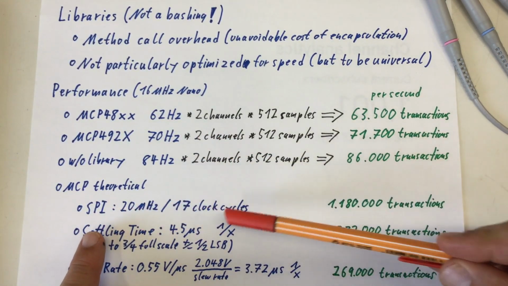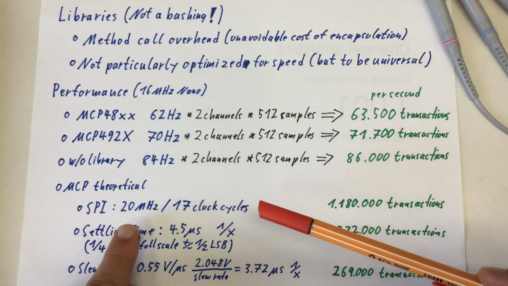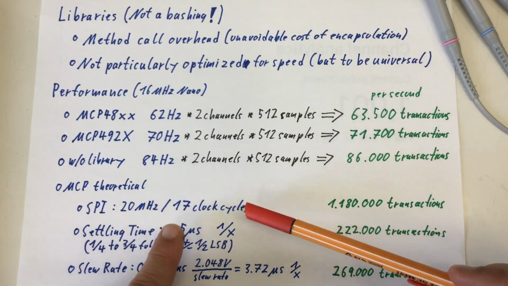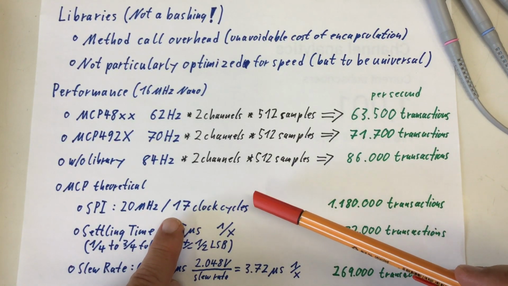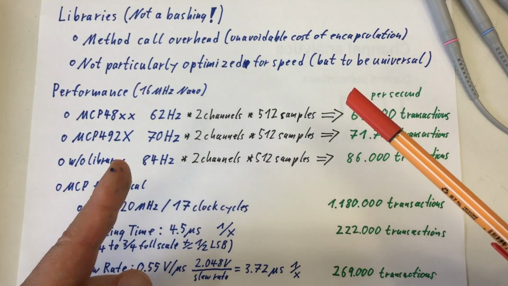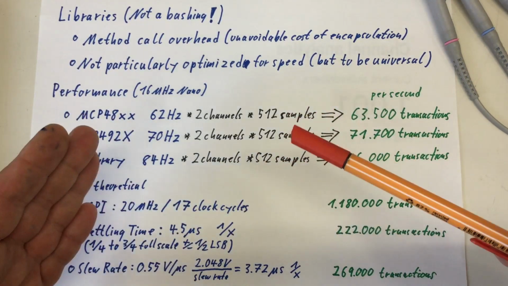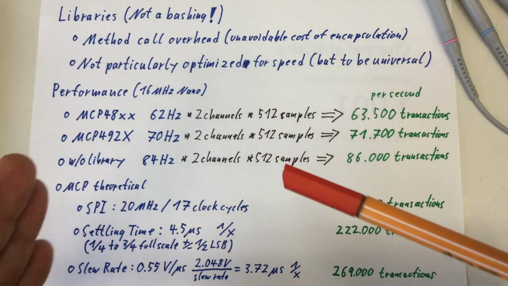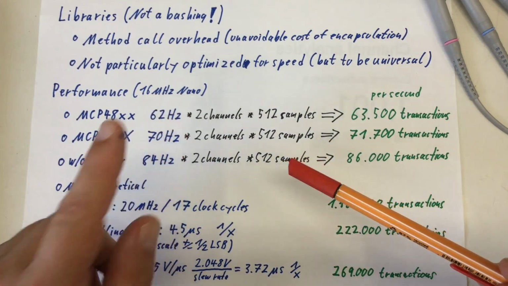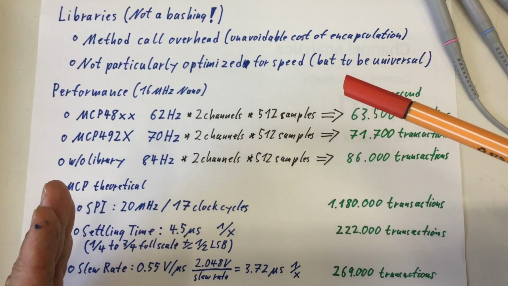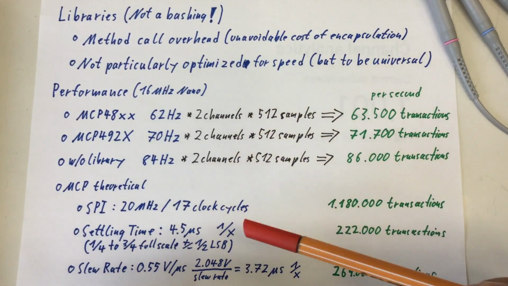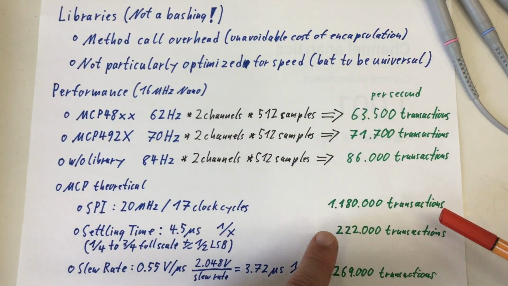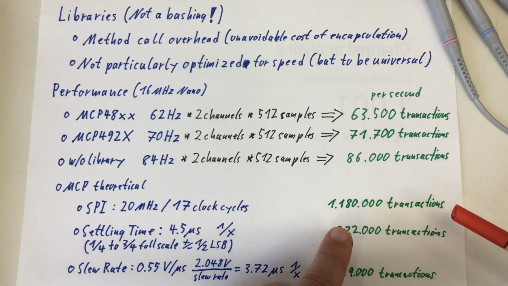Now onwards to the theoretical limits of the MCP DACs. If you just look at the SPI interface, that can run at 20 MHz and you need 17 clock cycles to get a value change done. 16 SPI clock cycles for the 16 bits and 1 to pull your chip select line high again, at least for a short time. And that would give you a whopping 1,180,000 transactions.